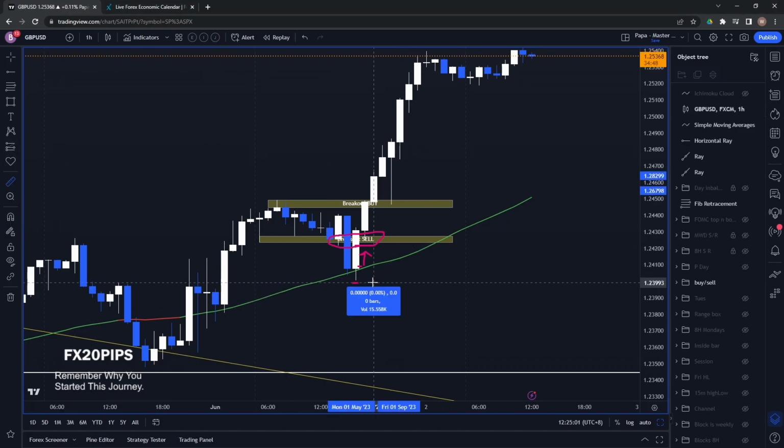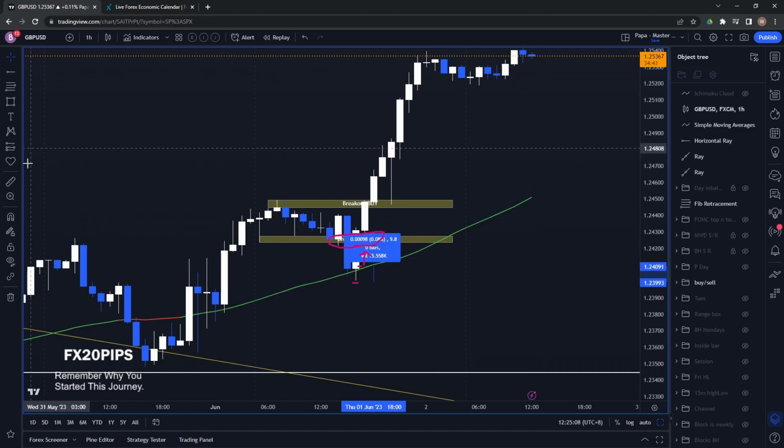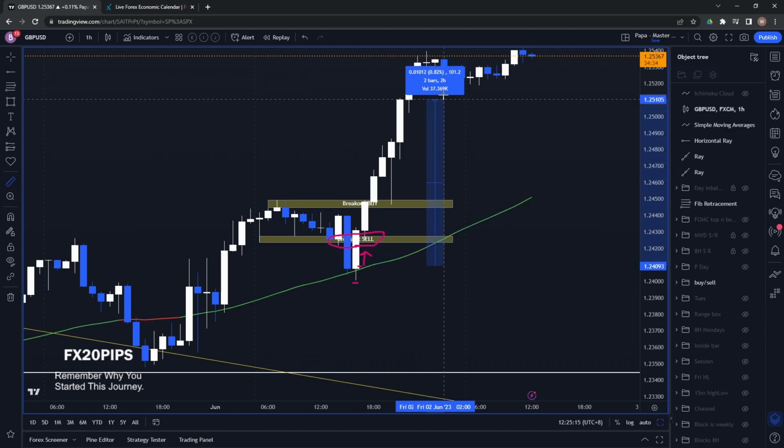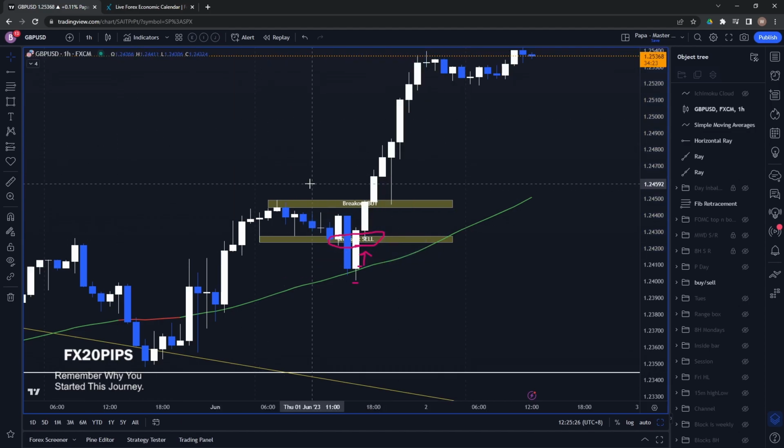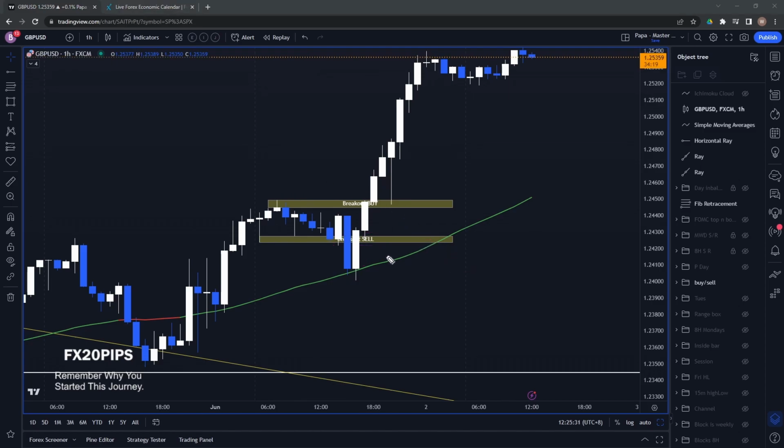Okay, just an estimation. From here to here is 9.8 pips. 9.8 pips, and you get rewarded by, what's the highest here? 130 pips. That's pretty good, isn't it? Okay. Yes, of course, during that time we wouldn't know how far it will go.